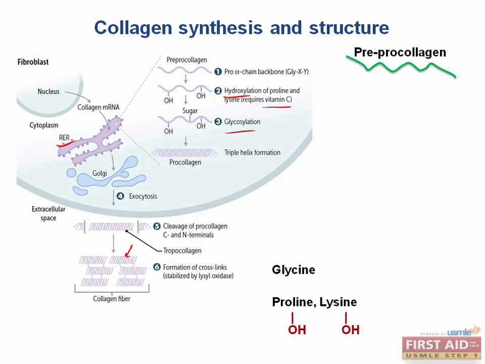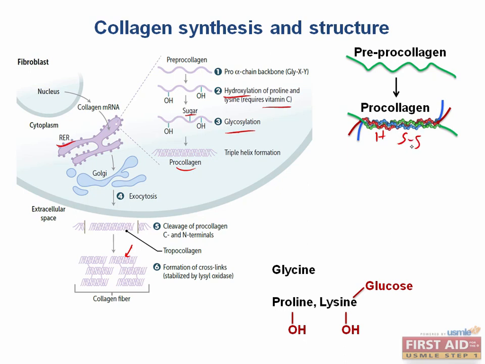The other modification in the ER is glycosylation, in which either a single glucose or galactose molecule is added, and this is only done in lysines. So why do you need to glycosylate your pre-pro collagen? Because these sugars allow the molecules to stick together to form procollagen and form a triple helix. And they're also held together by hydrogen bonds and disulfide cross bridges. A mutation that disrupts glycosylation and therefore prevents the triple helix from forming can cause osteogenesis imperfecta, which we'll talk about more in the next slide.